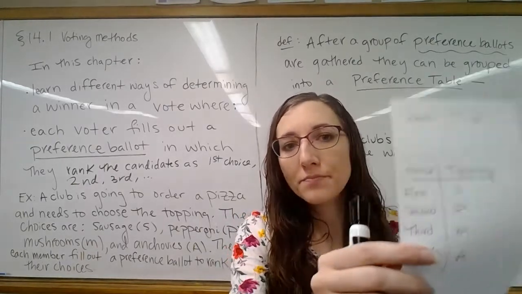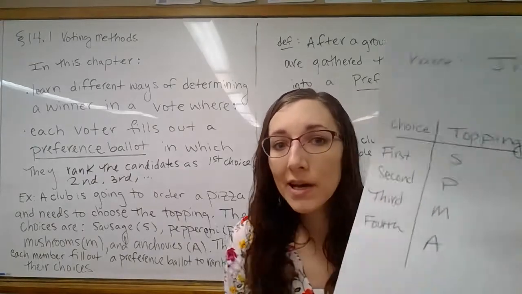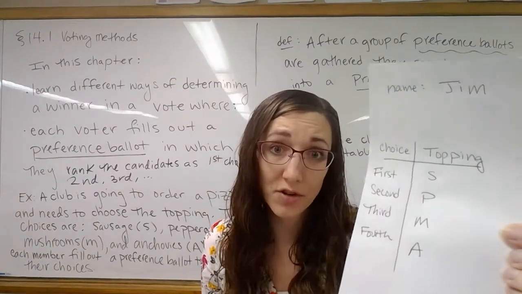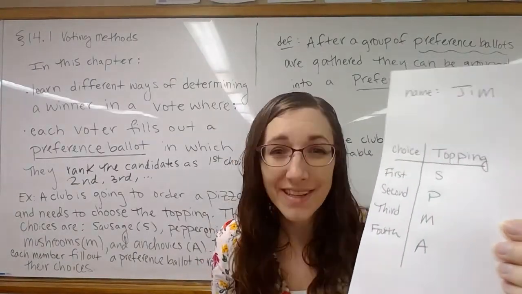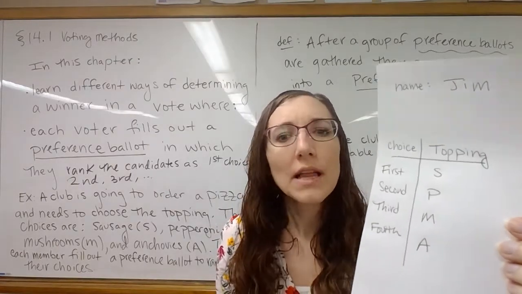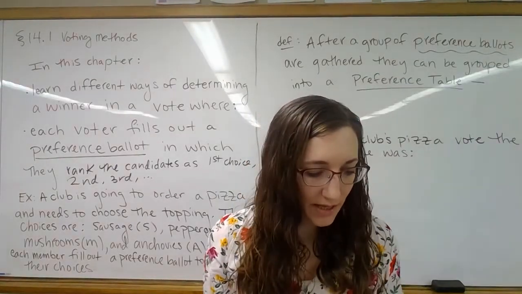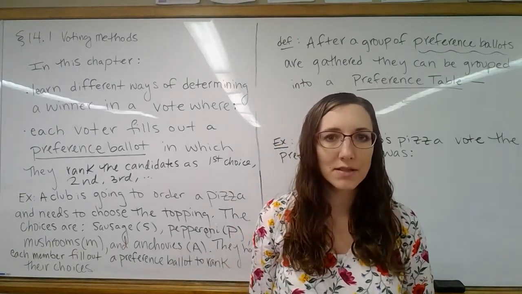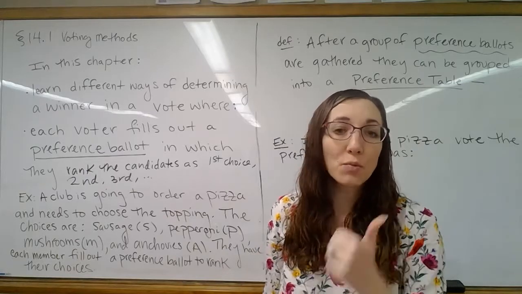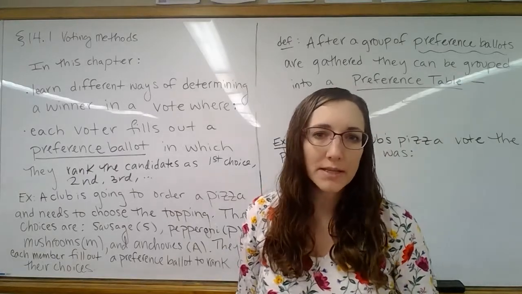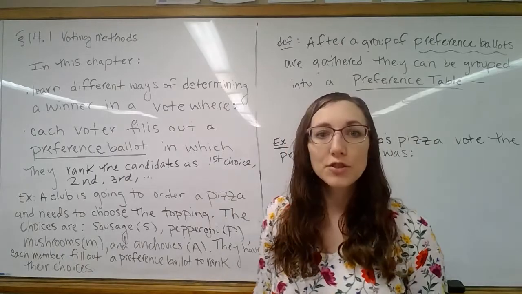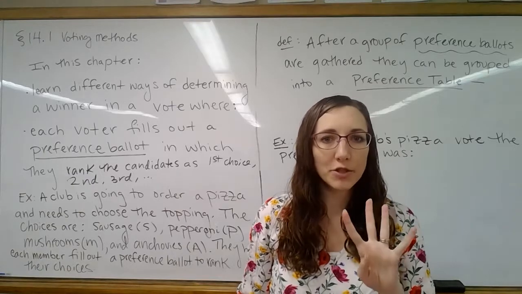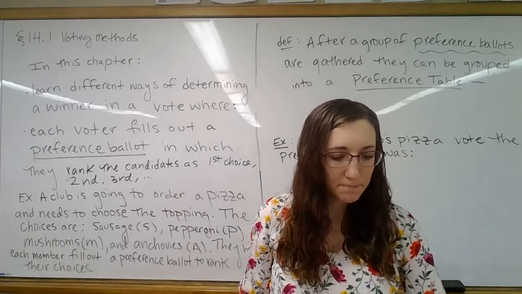Another example: Jim has a slightly different preference ballot than Susie did. He prefers sausage first, then pepperoni, then mushrooms, and then anchovies. A cool thing to think about is, what if you had to fill it out? That helps you understand how the ballot works. If you had to choose between these 4, which one would you pick first? Which one would you pick second, third, and fourth? We are going to assume that you have to pick all of them, so you have to put one topping in each spot, using all 4 toppings.